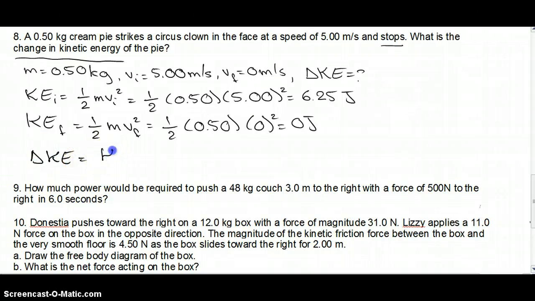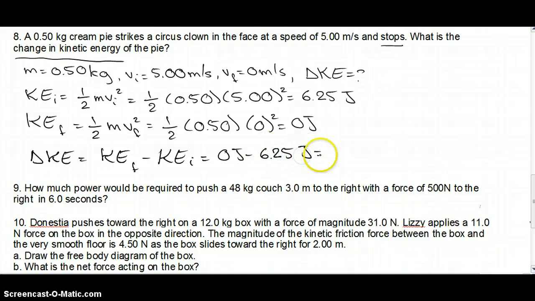Delta KE is KE final minus KE initial. It's 0 joules minus 6.25 joules. The answer is negative 6.25 joules.